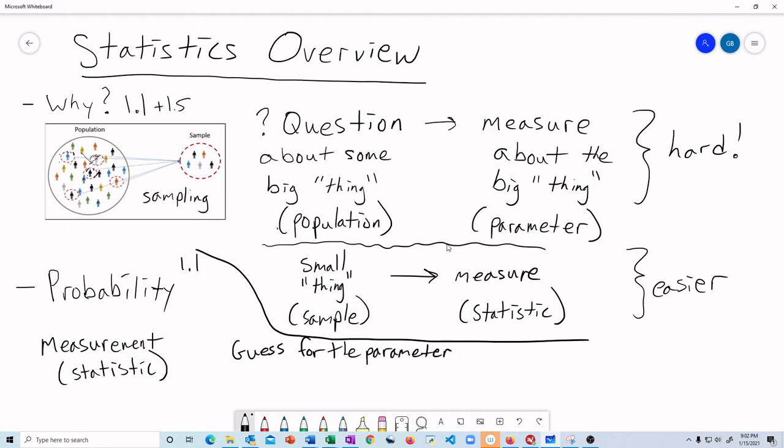Pretty often you have some guess for the parameter, which, remember, what's the parameter? It's the measurement about the big group. So maybe you're interested, is the average height of people in the U.S. or adults in the U.S. this number? You have that in your mind. You're like, I wonder if it's this.